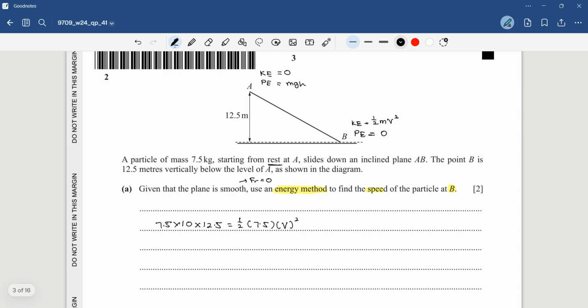Okay, so you can rearrange the equation. So it's going to be v square equivalent to 250. Therefore, your v will be root 250. Okay, or you can write 5 root 10.